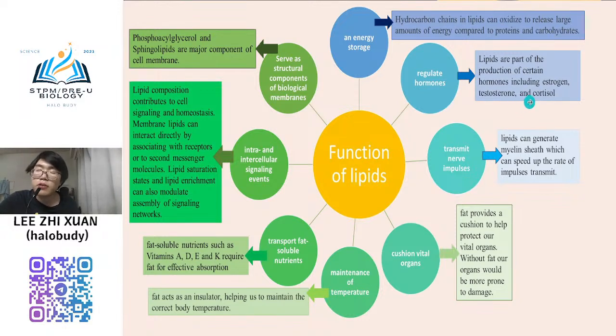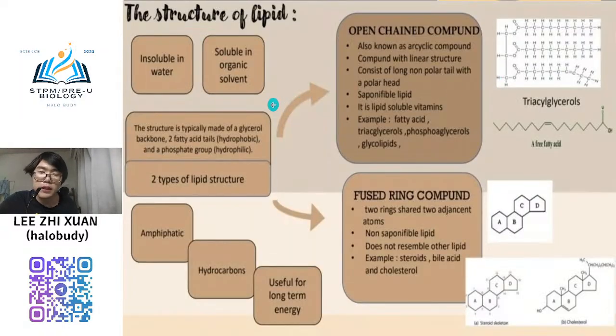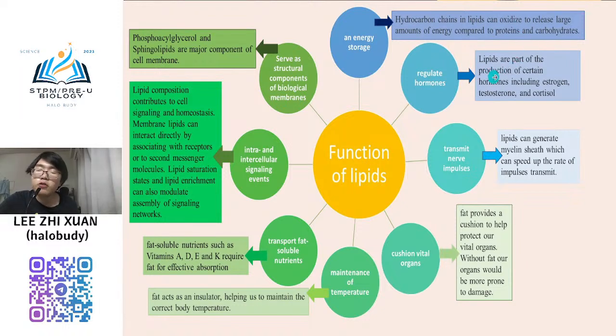They are actually considered as lipid, under the category of lipid. So they regulate hormones, meaning that they are part of the production of this kind of hormone. And also transmit nerve impulses. Lipid can generate myelin sheath, which can speed up the rate of impulse transmission.